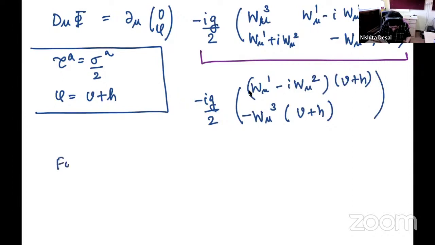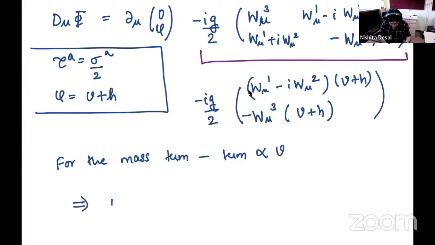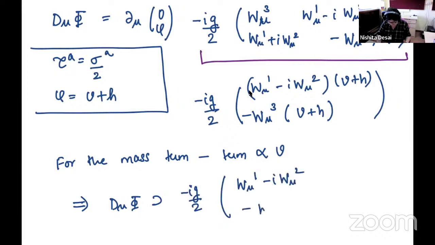And for the mass, we only want to look at terms proportional to v. Okay, so we don't worry about h right now. So that gives you this. You can take an overall v outside. Okay, so this is what it looks like.